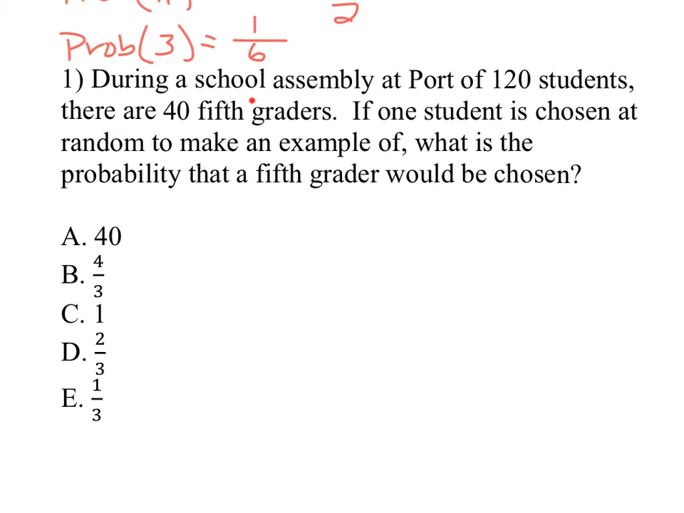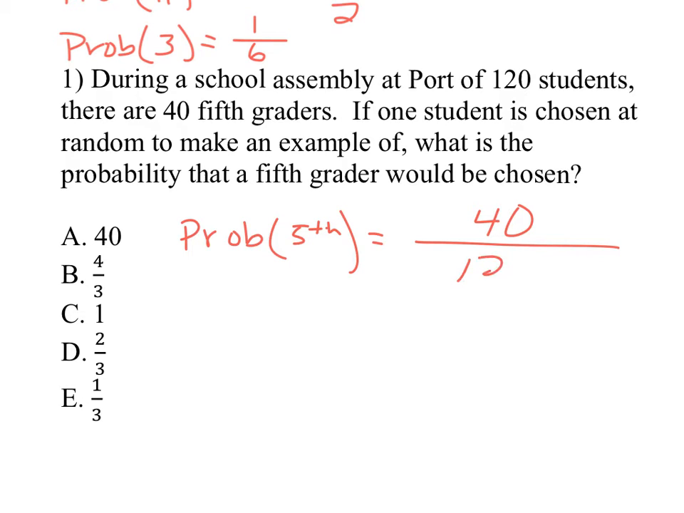Example, during a school assembly of 120 students, there are 40 fifth graders. If one student is chosen at random to make an example of, which probably means a beating of epic proportions, what is the probability that a fifth grader would be chosen? So, the probability that we are going to get a fifth grader is equal to, the numerator is the number of favorable outcomes. How many different fifth graders do we have to choose from? We have 40.